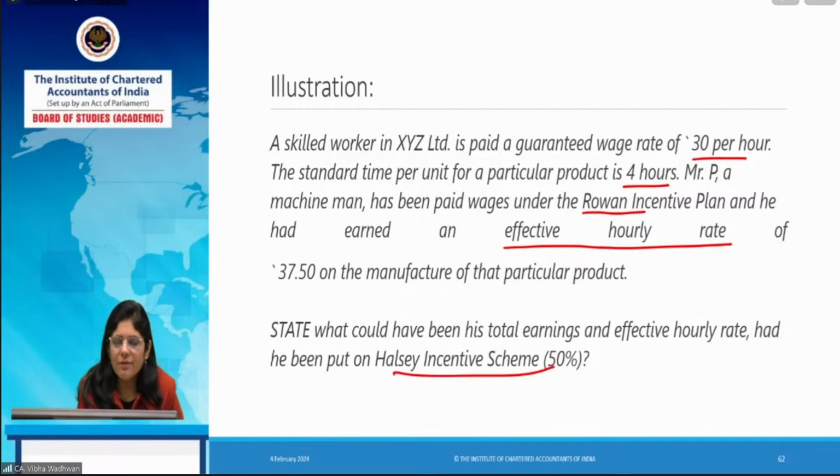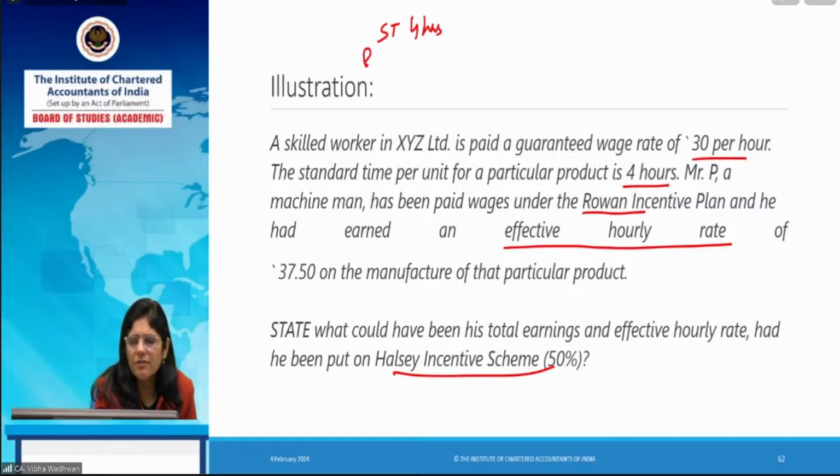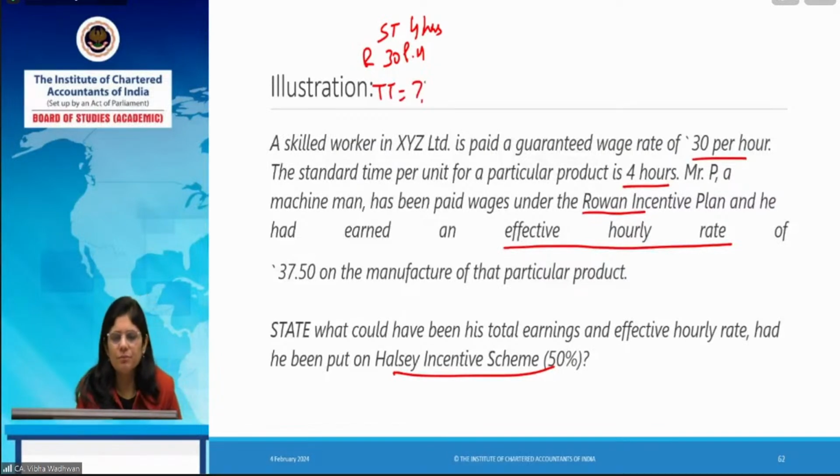you have to calculate the earnings and effective hourly rate as per Halsey. But you don't know the rate per hour. So first we'll calculate the rate per hour, and then we will calculate the entire thing under the Halsey method. But we need the time taken, which is not there. We have the standard time, which is 4 hours, and the rate per hour is 30 per hour. We don't know the time taken. But we know the effective hourly rate.